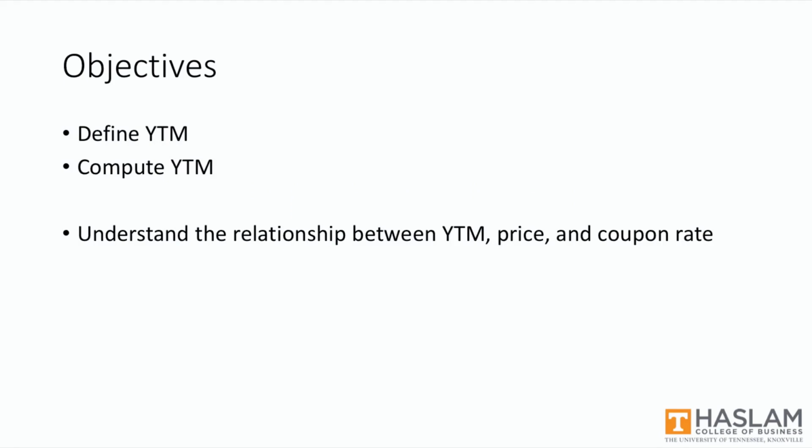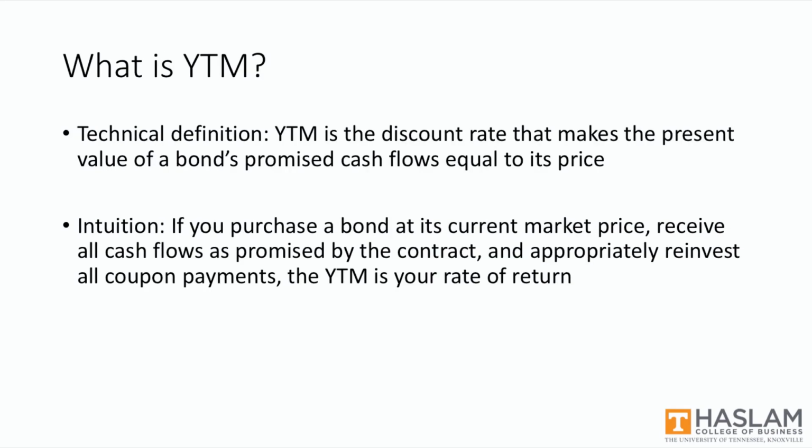And so in order to do that, we're going to first define yield to maturity. We'll use words first, and then we'll use equations. And then we'll actually take it to a problem and compute it. And then we'll talk about the special relationship between the yield to maturity, a bond's price, and its coupon rate. So what is the yield to maturity?